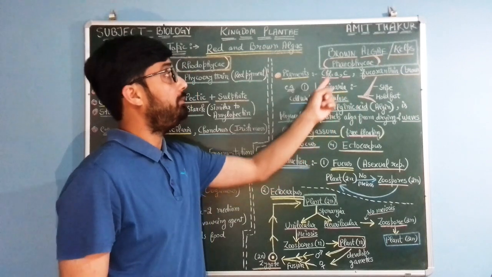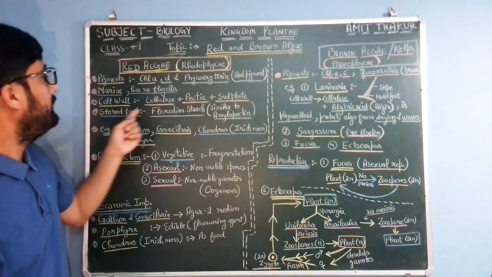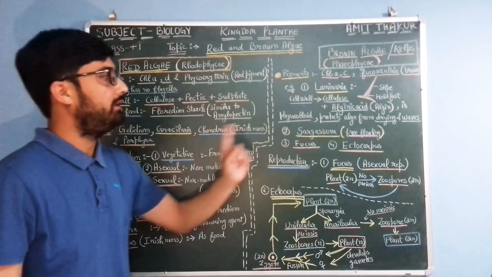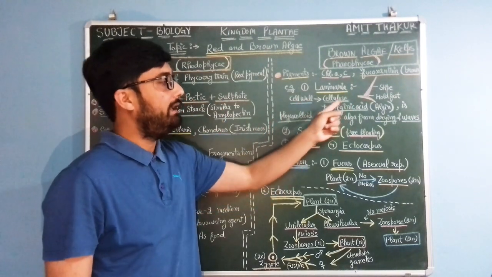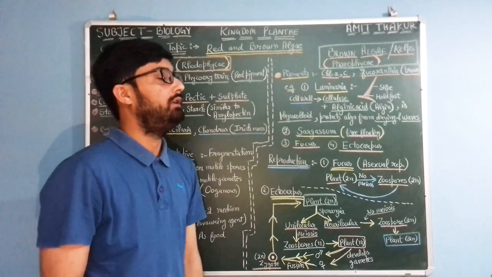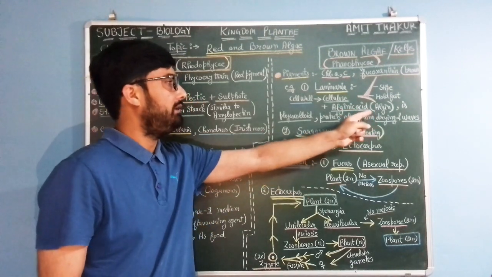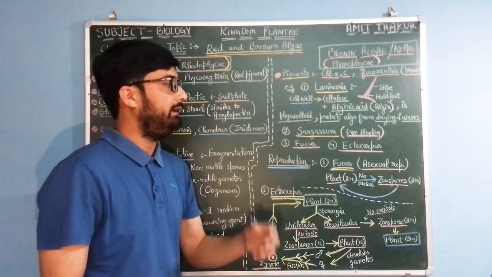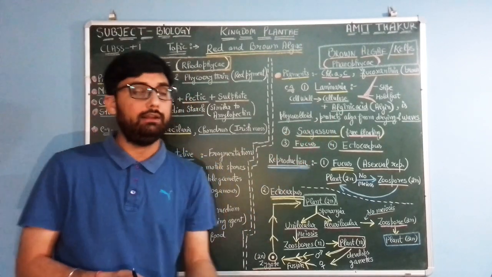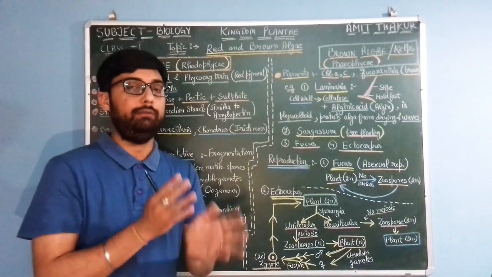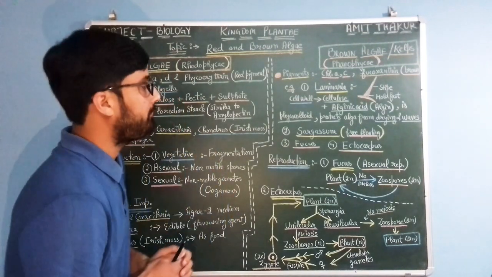Okay, the difference between brown algae and red algae: in red algae the cell wall is cellulose, pectic substances, and sulfate. In brown algae the cell wall is cellulose and alginic acid, also known as algin. And this alginic acid is actually a phycocolloid, and it is responsible for protecting the alga from drying and from waves or heavy tides of the ocean.